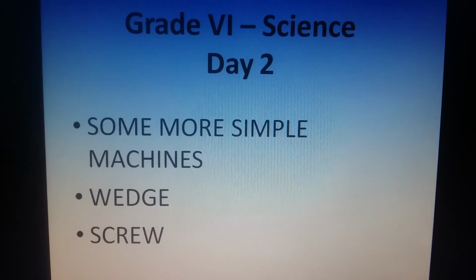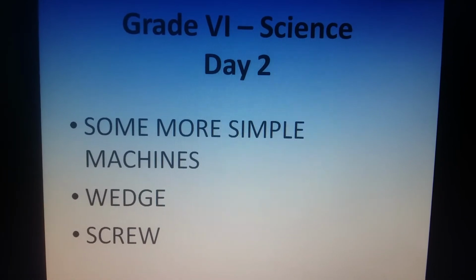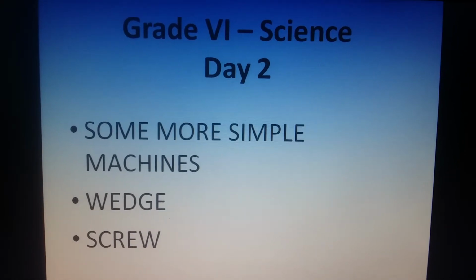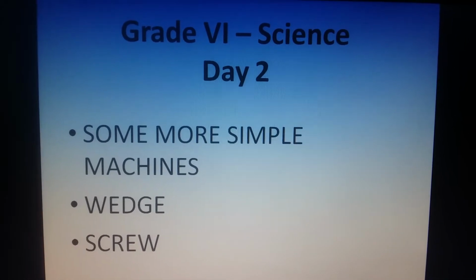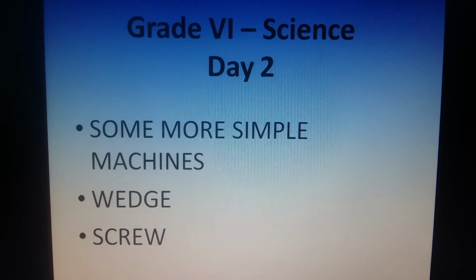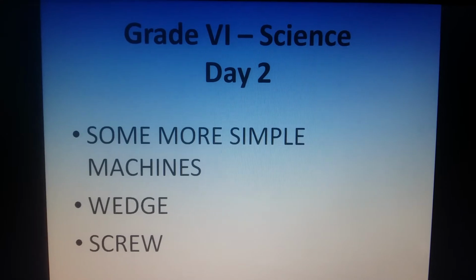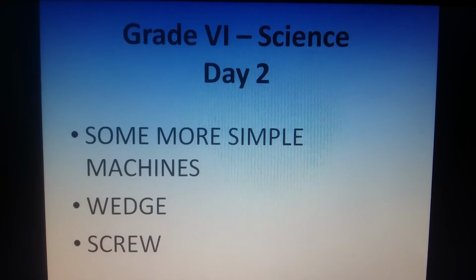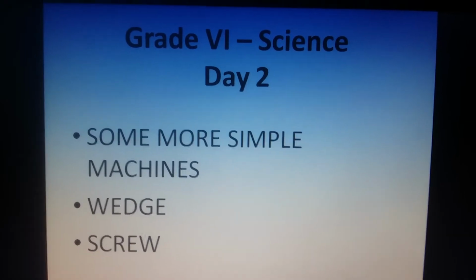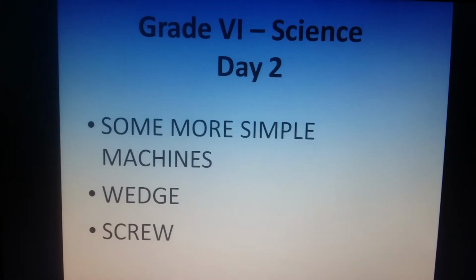Hello students. In our last class we studied simple machines, what a simple machine is, and along with that we studied the arrangement of wheel and axle in detail. Now today we are going to study some more simple machines, and we will study wedge and screw in detail. So let us start.